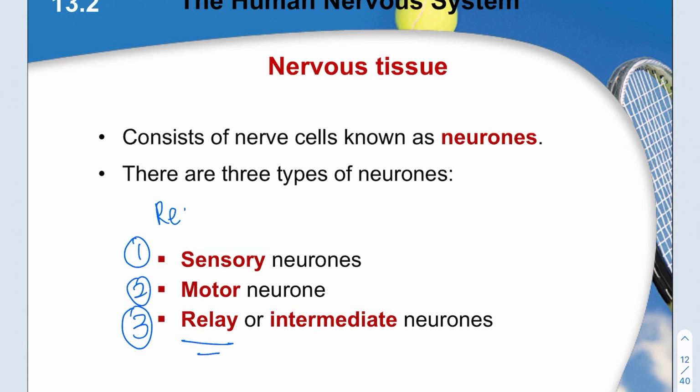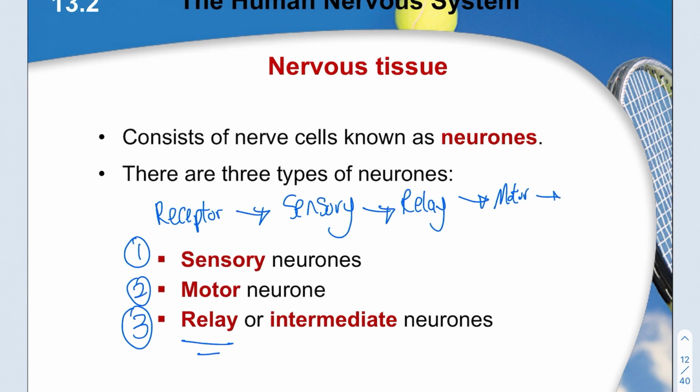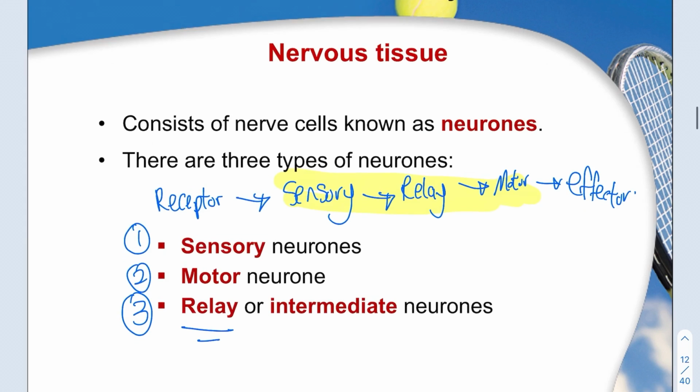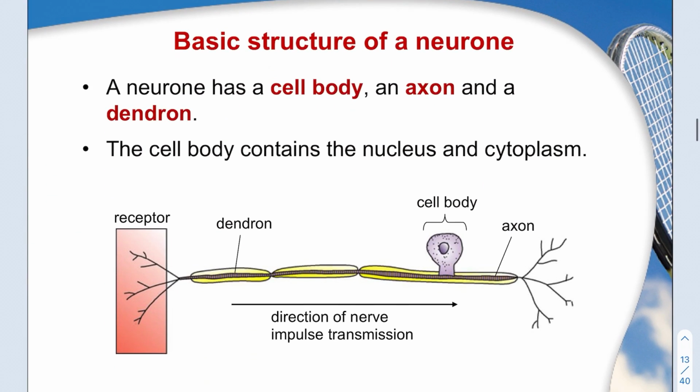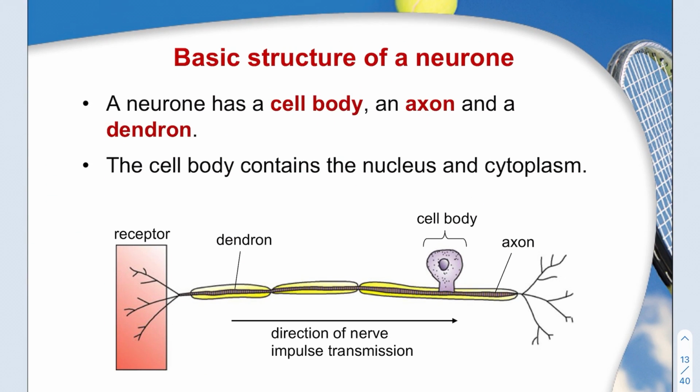So always remember receptor, sensory, relay, motor, and effector, where in the middle, this portion tends to be the neurons. So they are based on these three types of neurons.